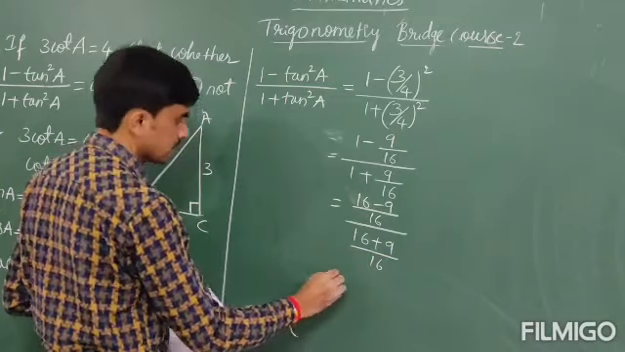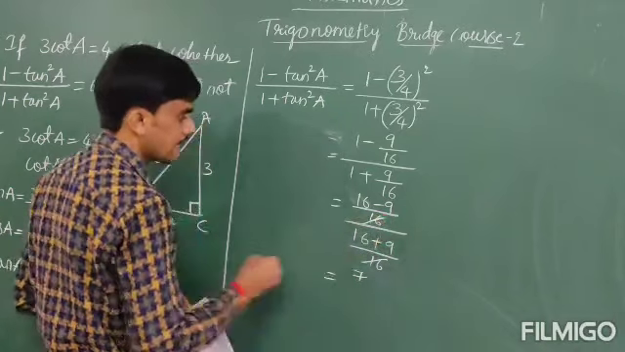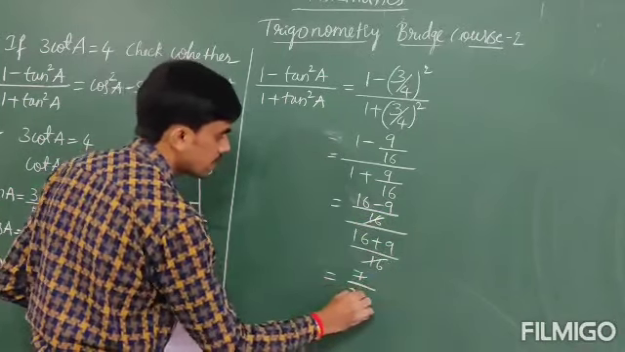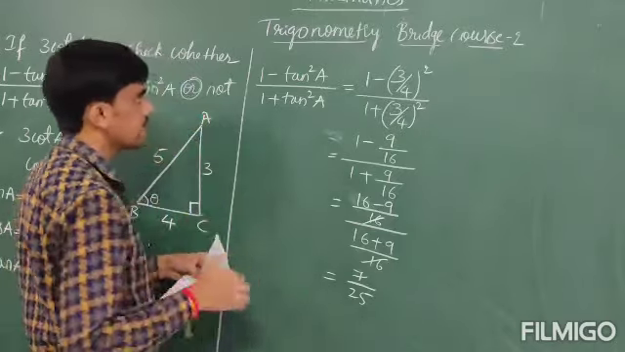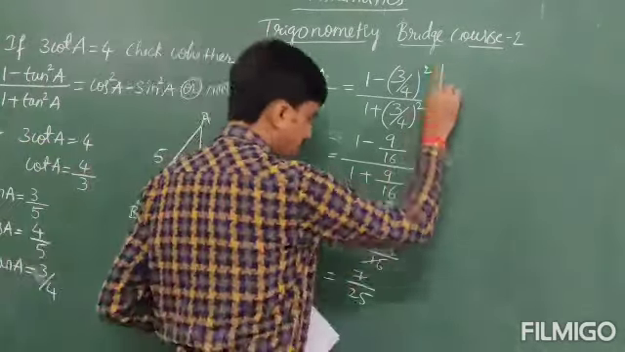Okay, so this becomes 16 minus 9 is 7. The 16s here get cancelled. 16 plus 9 is 25. So the value of 1 minus tan square A divided by 1 plus tan square A is 7 by 25.